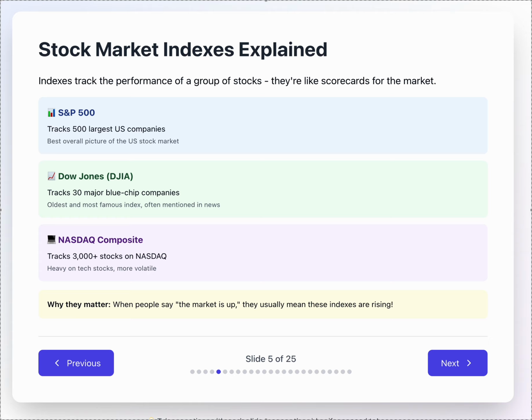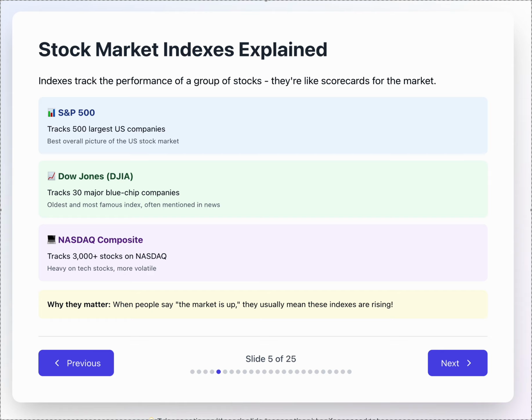Finally, there's the Nasdaq Composite, which tracks over 3,000 stocks that trade on the Nasdaq exchange. Because Nasdaq is heavy on tech stocks, this index tends to be more volatile. It goes up and down more dramatically. So, when someone says the stock market is up 2% today, they are usually talking about one of these three indexes.